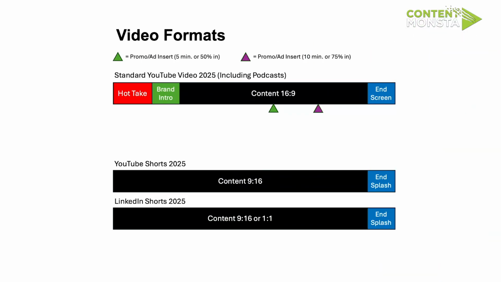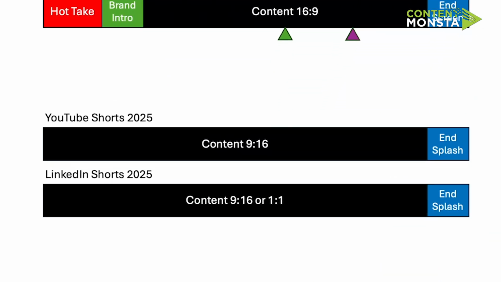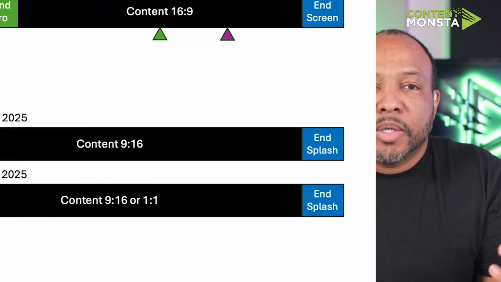So let's go into some other formats. So we talked about the end screen. So this is for a standard YouTube video or a podcast. So when we start off or create a show, the first two assets we need to get are the brand intro and the end screen. We need those two things because everything else happens in post-production.